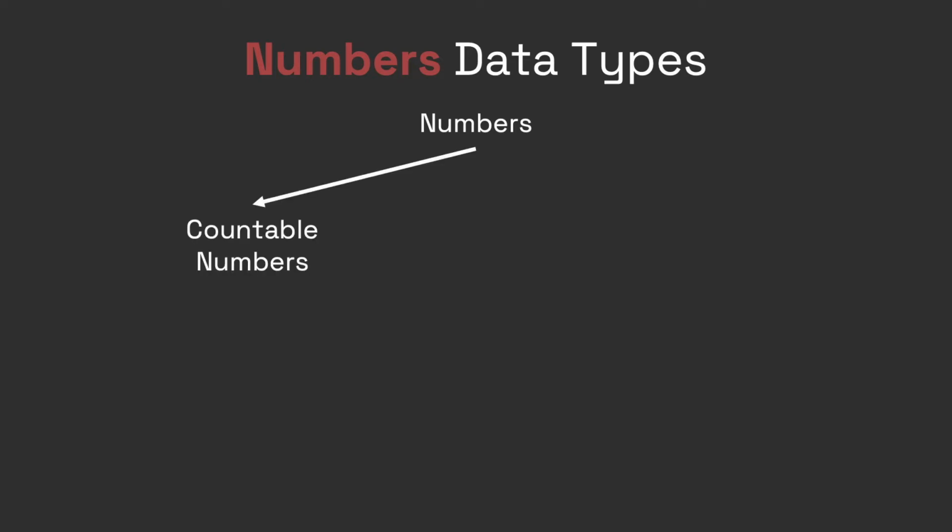The first branch would be whole numbers, otherwise known as countable numbers. For this you would use data types such as short, int, or long. The only difference between them is how much memory is allocated to represent the number. Therefore, you can represent larger numbers with a long, and if you only need to represent a small number, you could use a short instead.